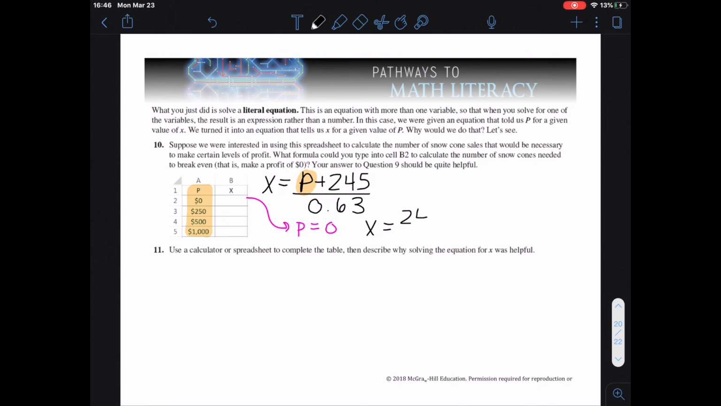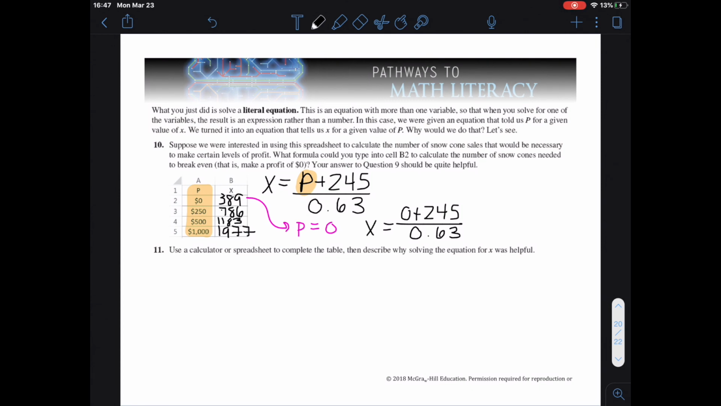Let's even back it up a step. It'll equal 0 plus 245 divided by 0.63. So the number of snow cones you would need to sell would be 389 to break even. If you plug in p is 250 into this expression, you'd see you need to sell 786 snow cones to make $250. To make $500, you have to sell 1,183 snow cones. And to make $1,000, you need to sell 1,977 snow cones. Okay?